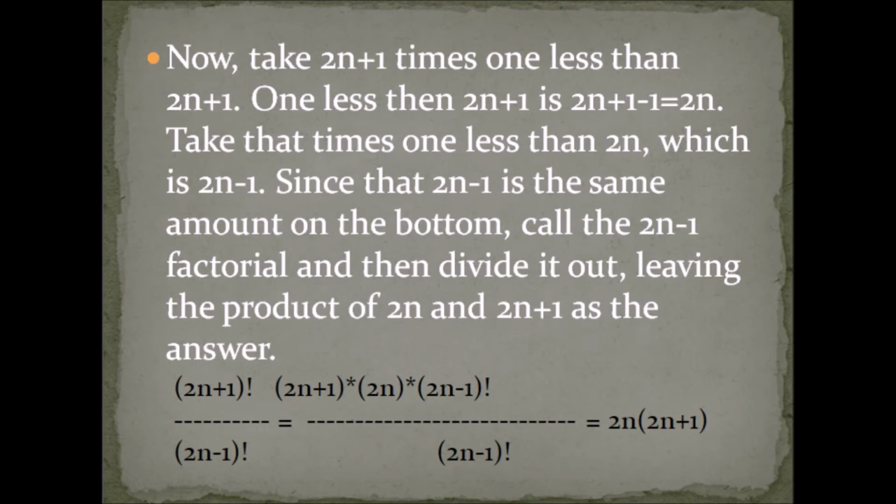Take that times 1 less than 2n, which is 2n minus 1. Since that 2n minus 1 is the same amount on the bottom, call the 2n minus 1 factorial and then divide it out, leaving the product of 2n and 2n plus 1 as the answer. Here's the solution.